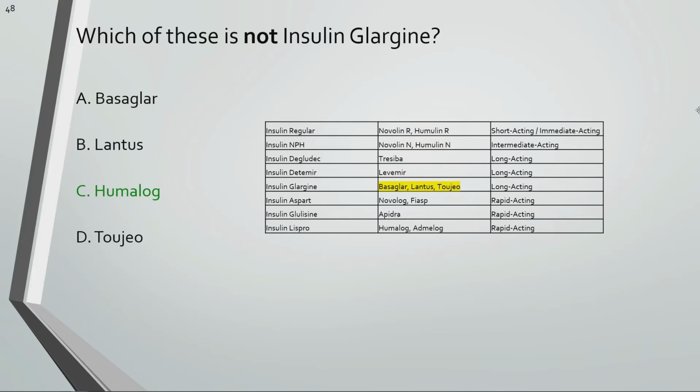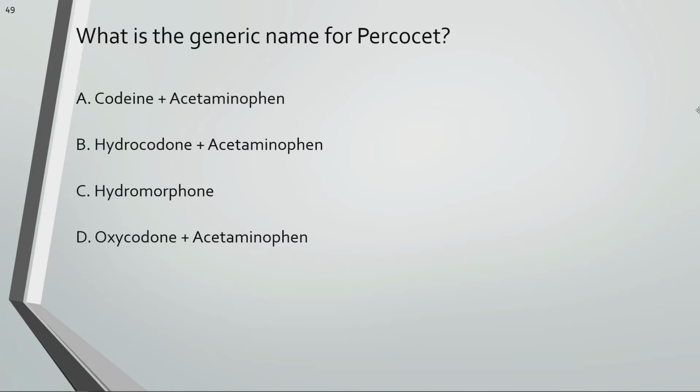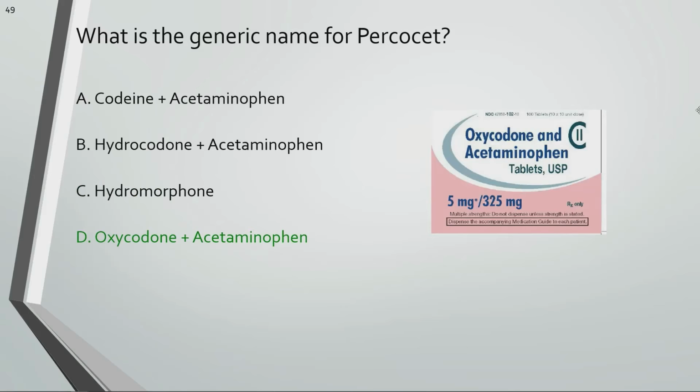What is the generic name for Percocet? The brand name for codeine with acetaminophen is Tylenol number 3 or number 4 depending on the strength of codeine in the formulation. Hydrocodone with acetaminophen is Norco. Hydromorphone is Dilaudid, and oxycodone with acetaminophen is the generic name for Percocet.